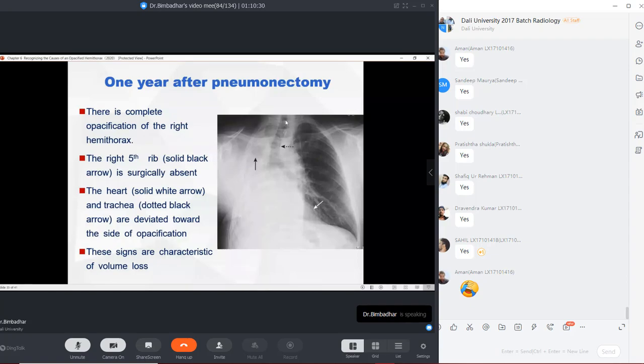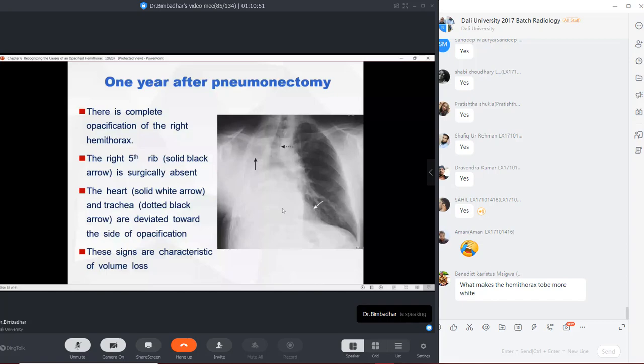Now you see here, how can I confirm that this is not atelectasis? First, the bronchus shadow is not seen. Second, there is no rib shadow seen, and I can also see surgical clips, and I can also see that there is a tracheal deviation and mediastinal shift, eventual volume loss. But in the first 24 hours, it should be black. Later on, it will slowly become white.